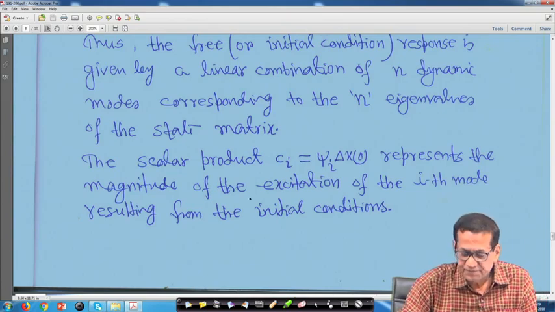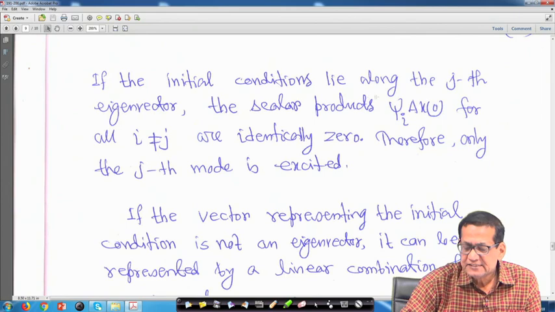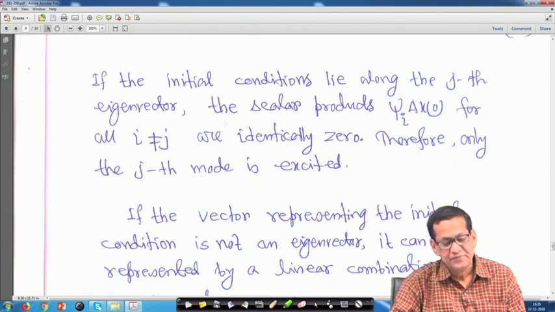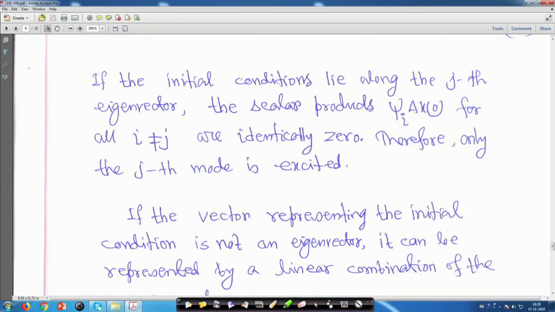Therefore, if the initial conditions lie along the jth eigenvector, the scalar product psi_i delta x_0 for all i not equal to j is identically 0. I mean, if the initial conditions lie along the jth eigenvector, the scalar products for all i not equal to j are identically 0. Therefore, only the jth mode is excited.